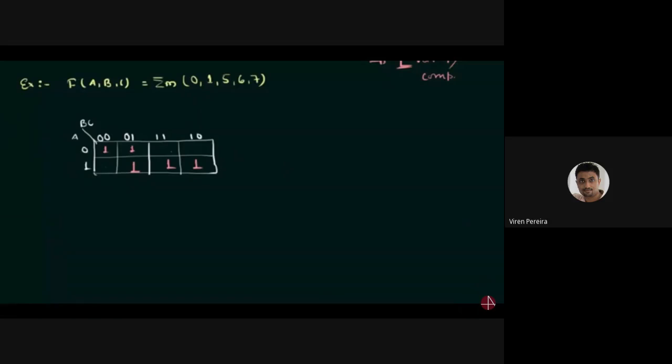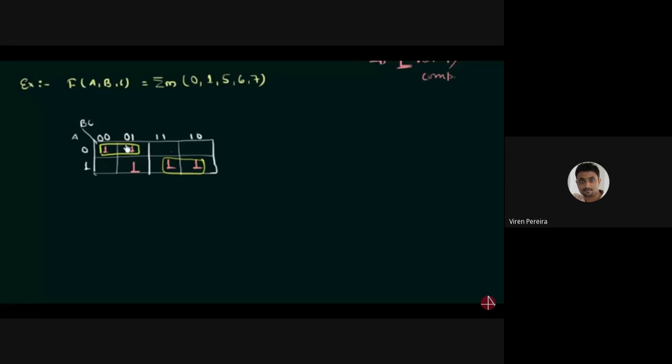Okay, now we will start pairing them. The first pair is for these two ones, because this one cannot be combined in any other way. Similarly, this one can also not be combined in another way. Now we are left with this one. There are two possibilities to combine this one.